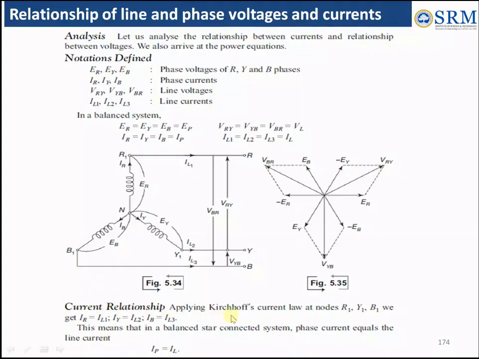Coming to the current relationship, we apply Kirchhoff's current law at nodes R1, Y1 and B1. We get IR equal to IL1, IY equal to IL2 and IB equal to IL3. This means that in a balanced star connected system, the phase current is equal to the line current, IP equal to IL. This is very important in a star connected system. Phase current and line current are both equal.